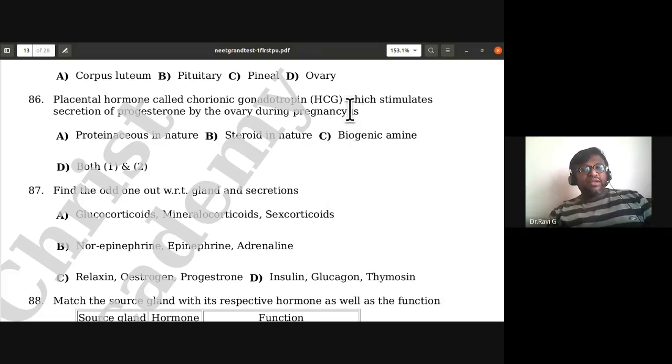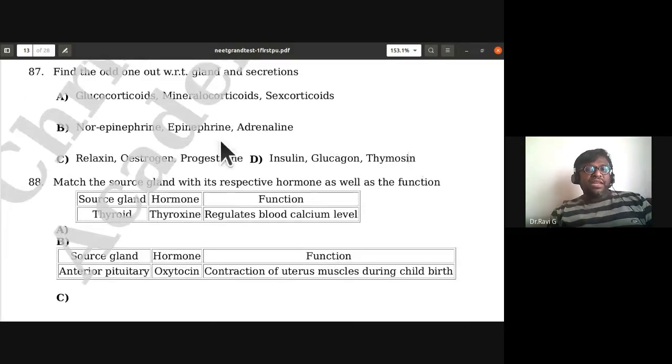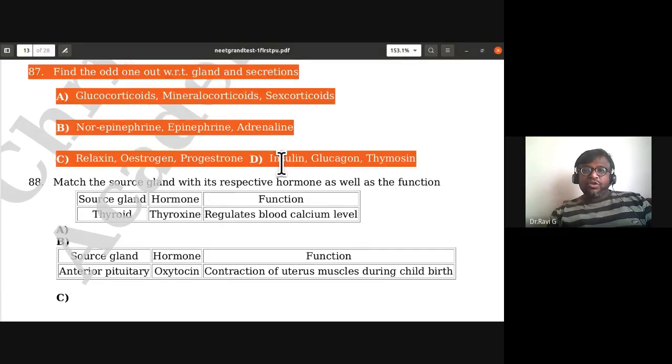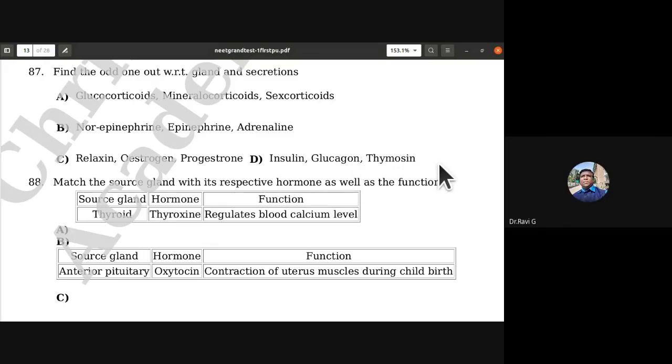So human chorionic gonadotropin. Find the odd one out with respect to gland and secretions. Glucocorticoids, mineralocorticoids, sex corticoids, norepinephrine, epinephrine or adrenaline, relaxin, estrogen, progesterone, insulin, glucagon, thymosin. Find out the odd one out with respect to gland and secretions. So the answer is going to be D, because insulin and glucagon are secreted by the islets of Langerhans of pancreas. Thymosin is by thymus gland. So they are completely two different endocrine glands. So D is the odd one out.